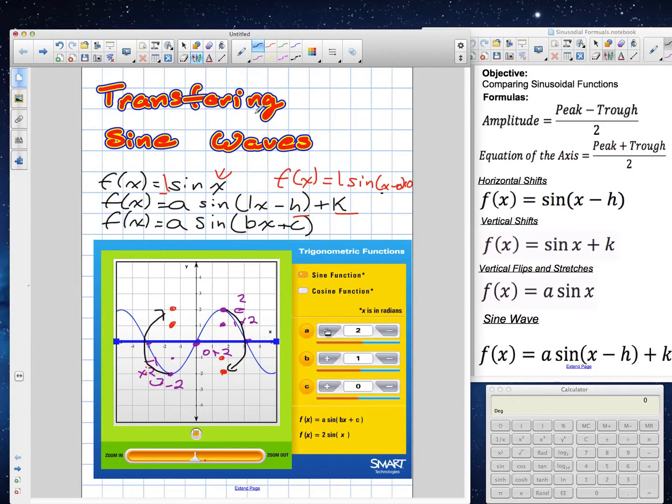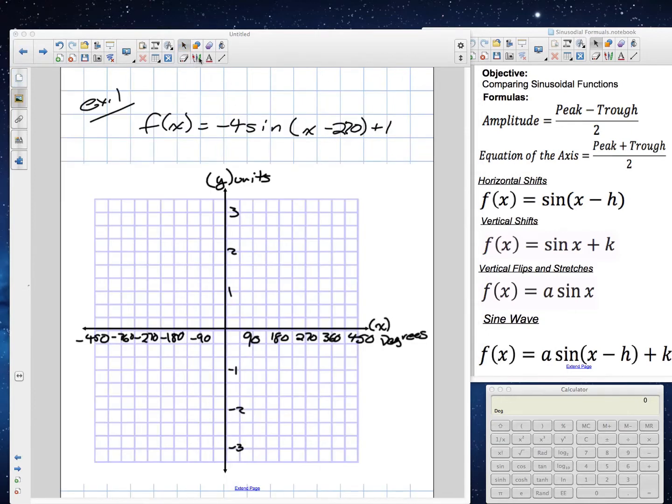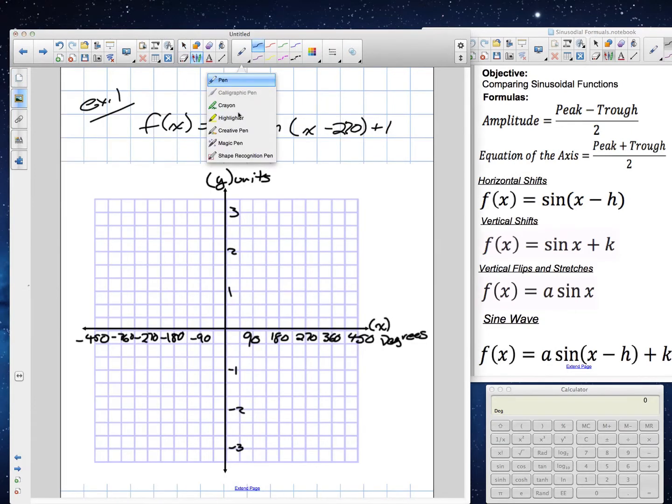When we change it to a negative term, you see that the points have now flipped from their original spot. The wave itself, nothing else has really happened to it. It's just stretched and been flipped. So when a is negative, it flips the wave, and depending on what the a value is, it changes the amplitude of the wave. Okay, so we have this question here. They've given us a sine wave.